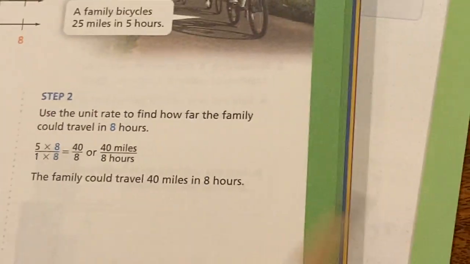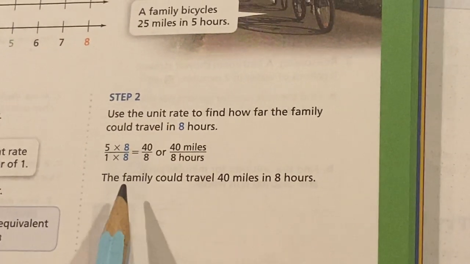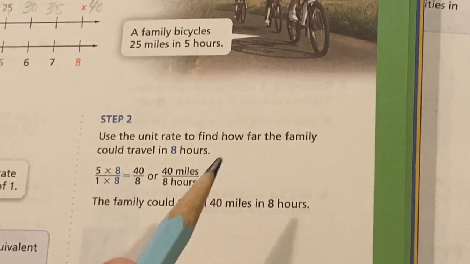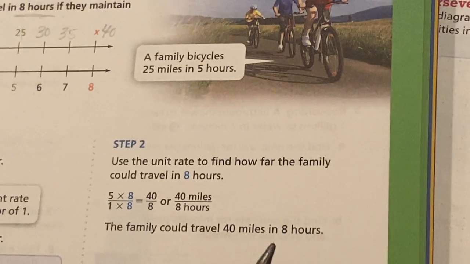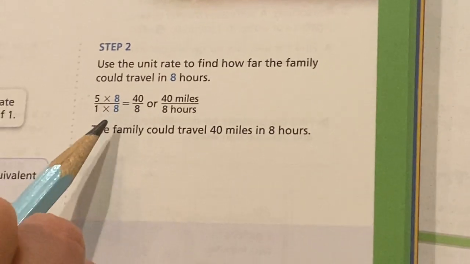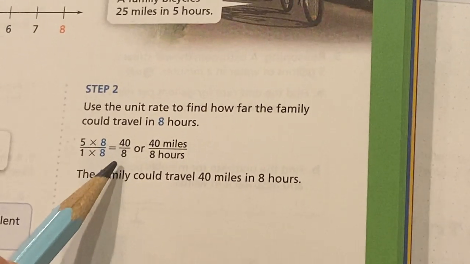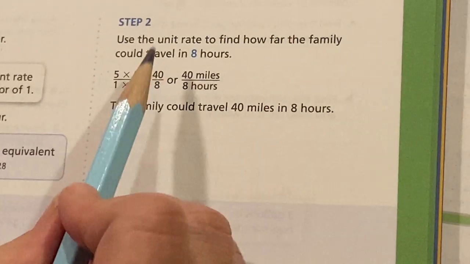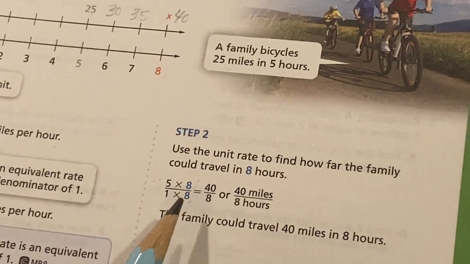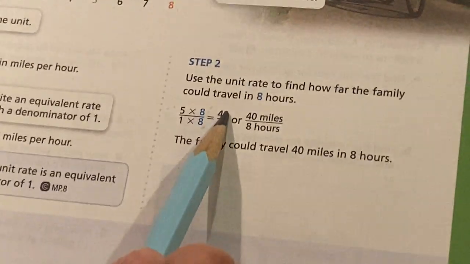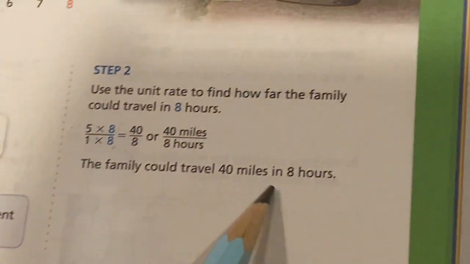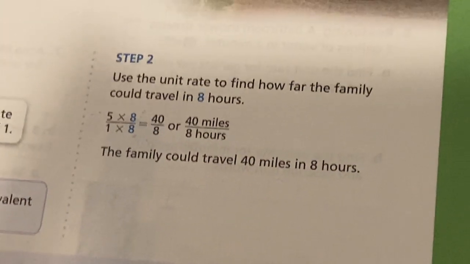This is a different way to do it. This time, this is a different question actually. So this is another way to answer that. How far could they travel in 8 hours? So if we know the unit rate is 5, and we want to know how far they could go in 8 hours, then you're just going to multiply both terms by 8. And then you get 40 miles in 8 hours. The family could travel 40 miles in 8 hours. Okay.